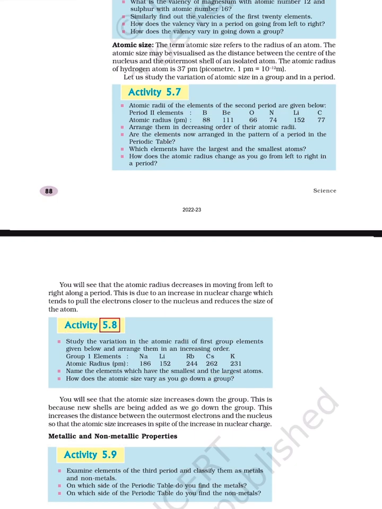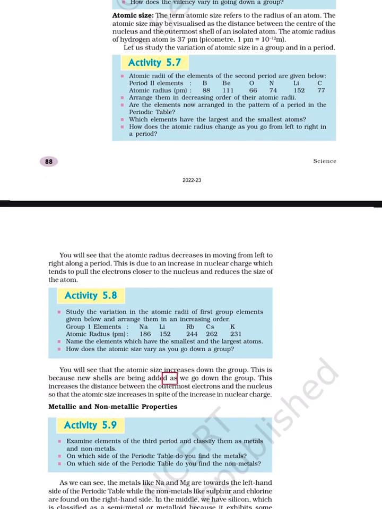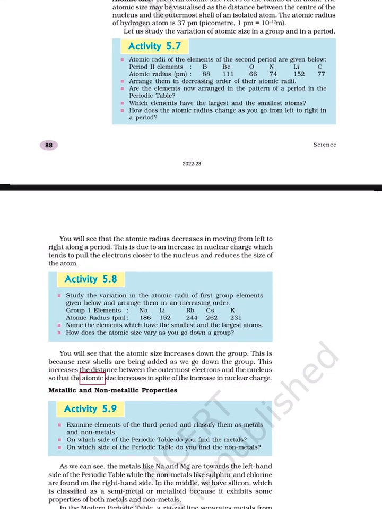Activity 5.8. You will see that the atomic size increases down the group. This is because new shells are being added as we go down the group. This increases the distance between the outermost electrons and the nucleus, so that the atomic size increases in spite of the increase in nuclear charge.